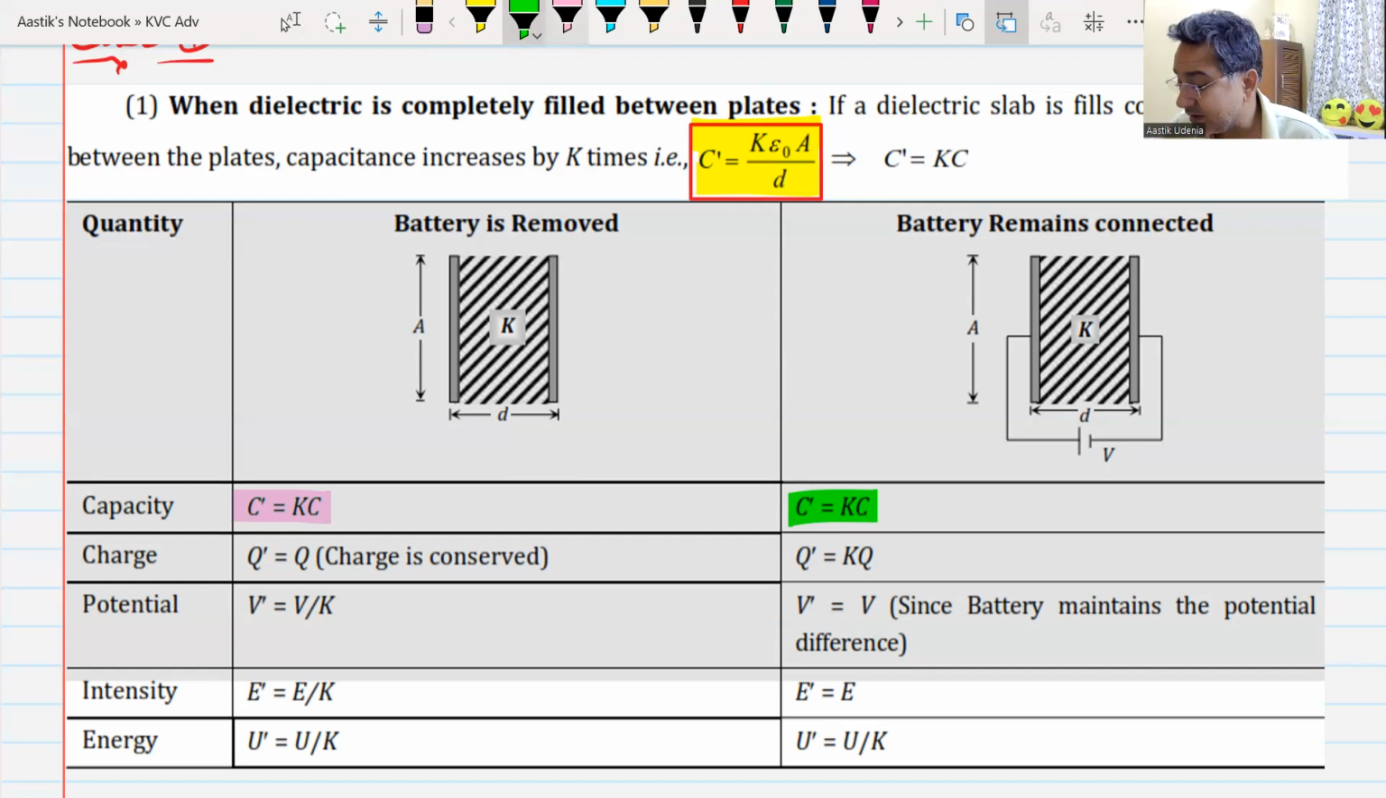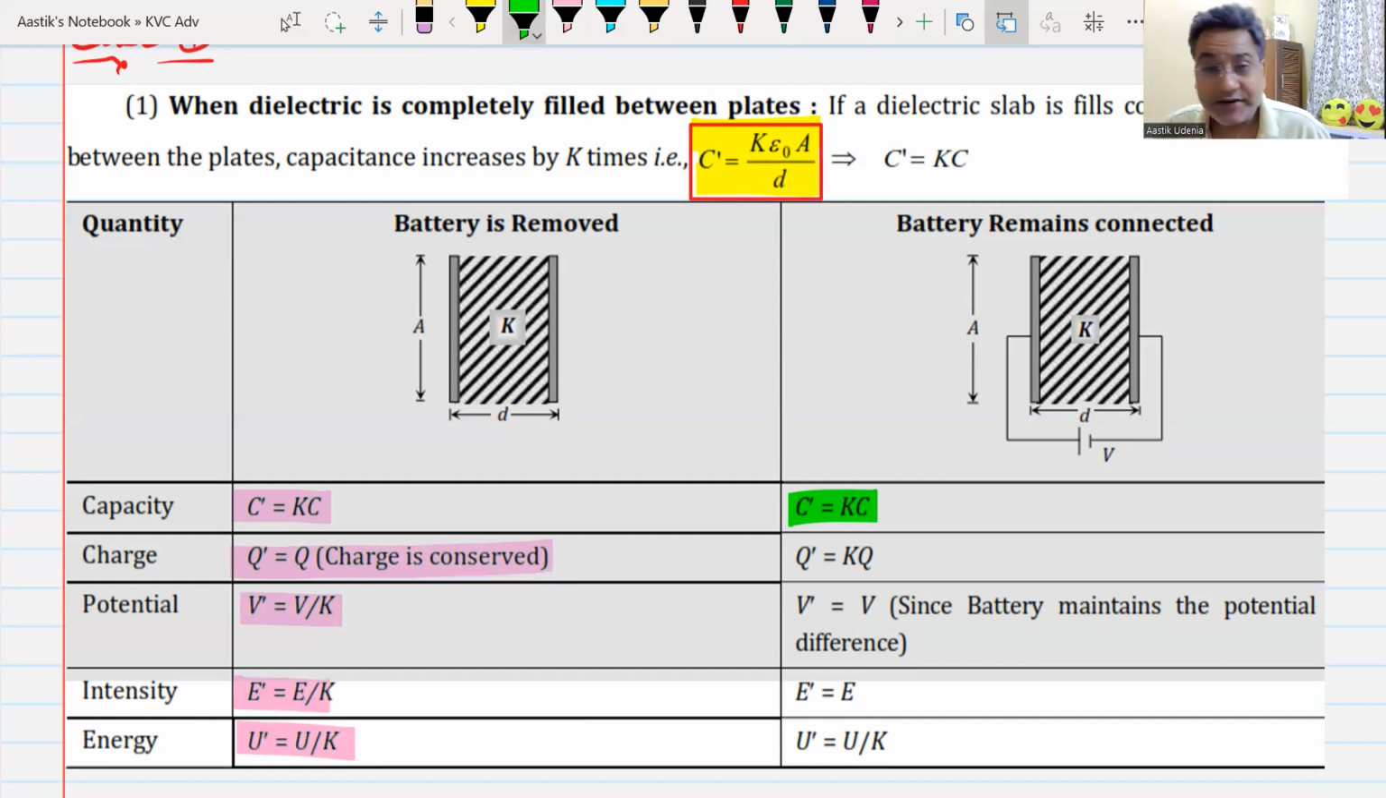First listen to me, then I'll give you time to write. In case number one, when the capacitor is isolated, the charge on the capacitor will remain constant, but the voltage will become 1 by K times, the electric field will become 1 by K times, and the final energy will become 1 by K times.